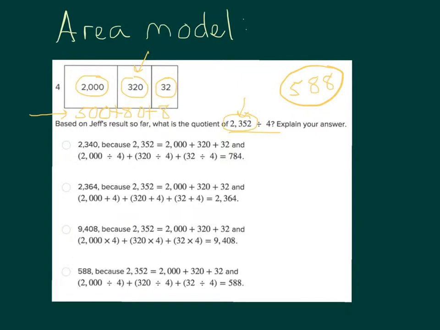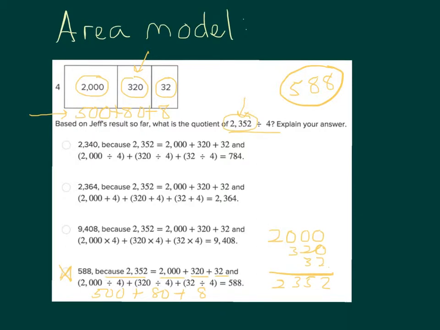So when we look at the different possible answers, Jeff got the quotient of 588, and let's make sure it makes sense, because 2,352 does equal 2,000 plus 320 plus 32. Okay, if you add those up, it does equal the number that we started with, 2,352. And when you divide 2,000 by 4, you get 500. 320 divided by 4 is 80. 32 divided by 4 is 8, and that does add up to that.